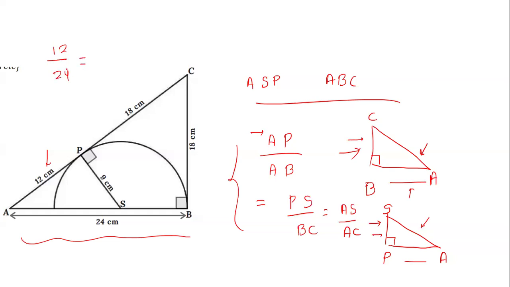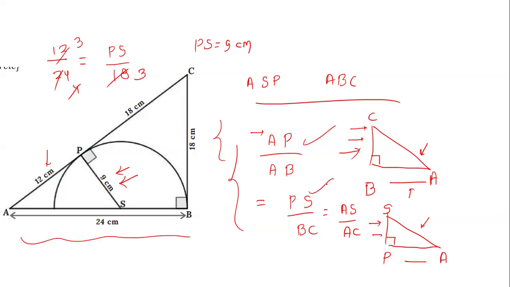Then what is the value of PS? PS value we don't know till now. Then what is the value of this BC? BC value we know, this is 18 centimeters. So from here you calculate, this is 3, this is 4. So this will come like 9 centimeter. So this value is 9 centimeter we get after equating this to this.